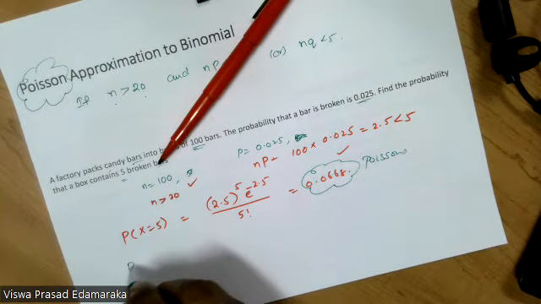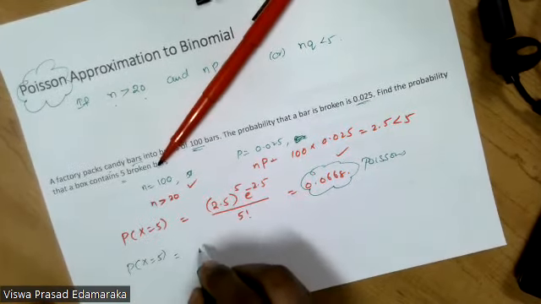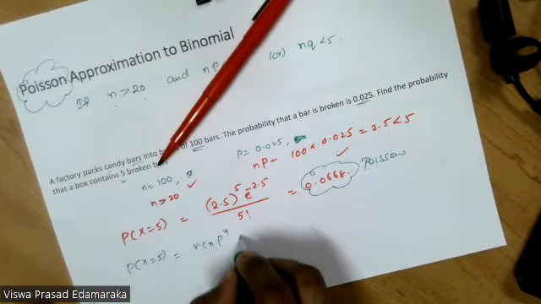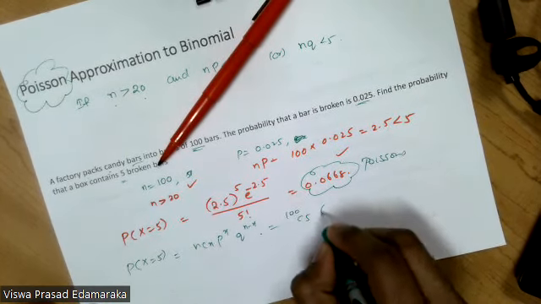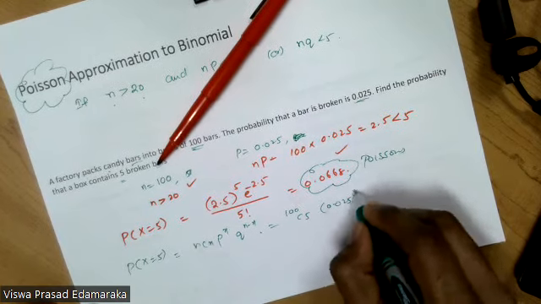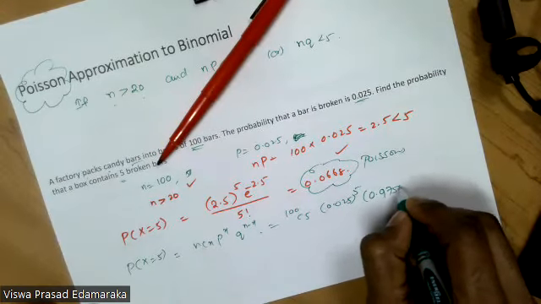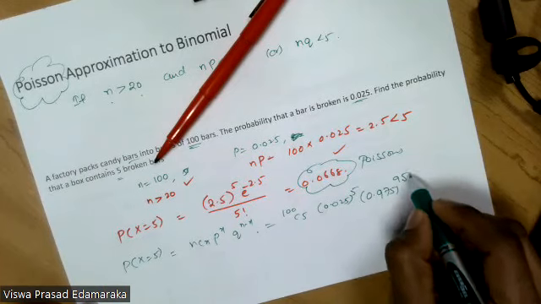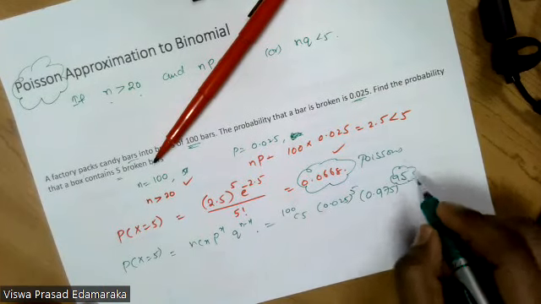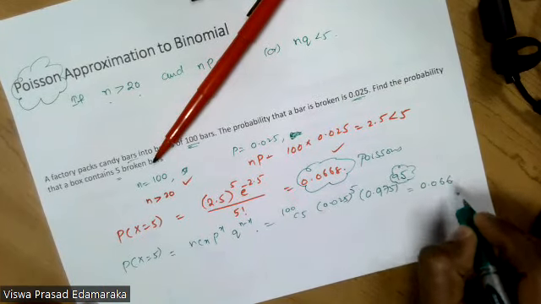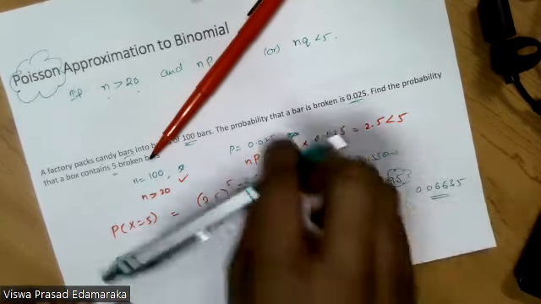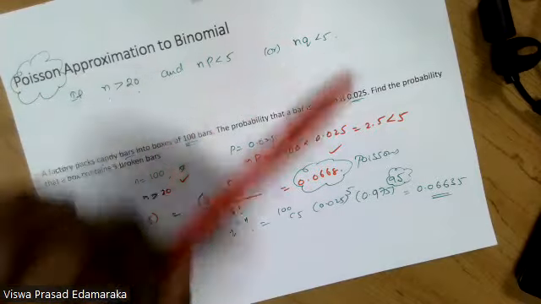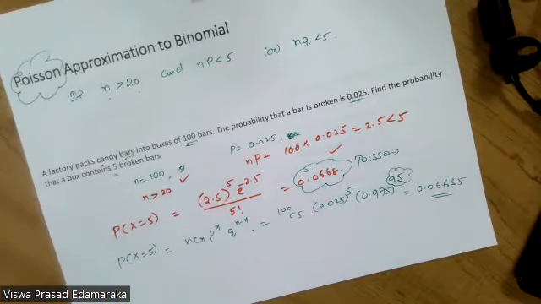What do we usually do for binomial distribution? nCx p power x q power n minus x, that is 100 C 5, 0.025 power 5, 0.975 power 95. So this is the major issue to find out. The answer is 0.06635. It is a very similar answer. So this is chapter 3.